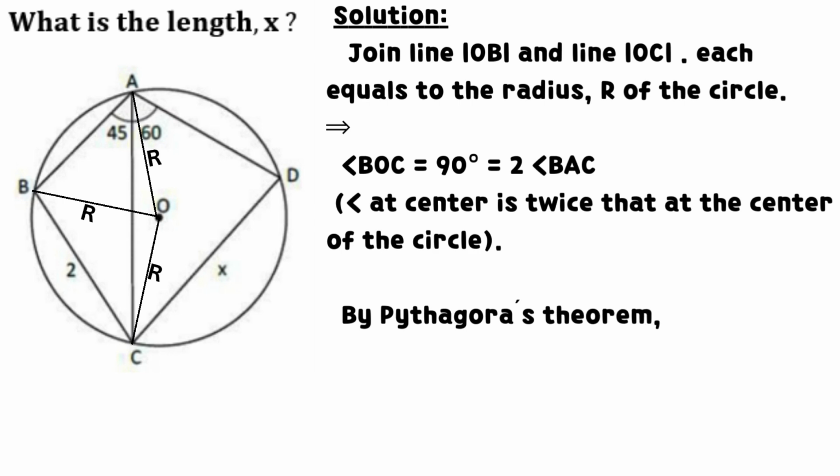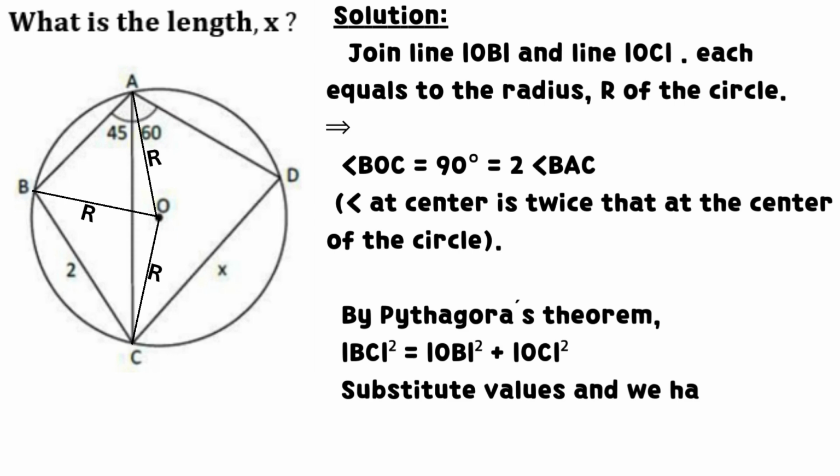It implies that angle BOC equals 90 degrees, which equals 2 times angle BAC. This is because the angle at the center is twice that at the circumference of the circle. By Pythagoras' theorem, the square of line BC equals the sum of the square of line OB and the square of line OC.